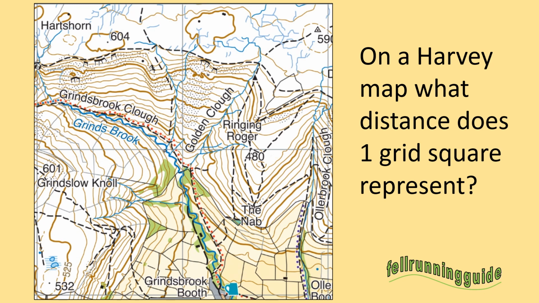Next question, this is a Harvey's map. So what distance does 1 square represent? Now the answer is 1 kilometre or 1,000 meters. There's no difference between Harvey maps and Ordnance Survey maps, and scale of maps, either 1 to 50, 1 to 40, 1 to 30, 1 to 25. 1 grid square is always 1 kilometre.